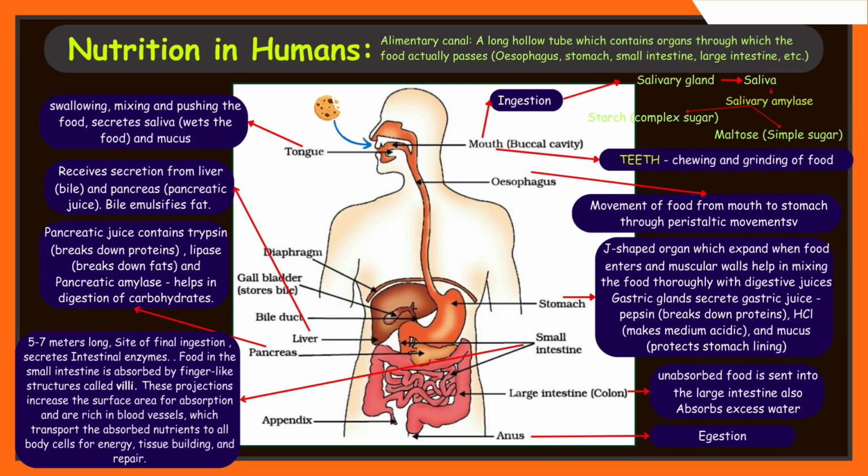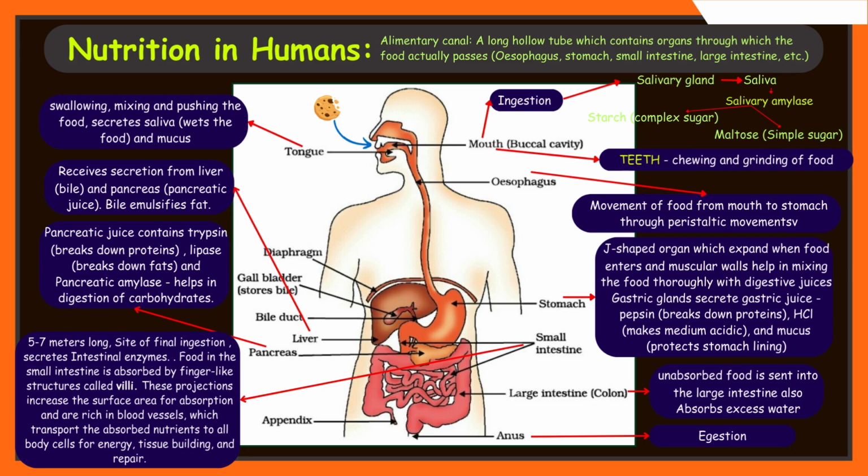In humans, nutrition is the process through which food is taken into the body, broken down into simpler forms, absorbed, and used for energy, growth, and repair, while the waste is removed. The process begins in the mouth, where the food is chewed thoroughly by the teeth and mixed with saliva. Saliva contains an enzyme called salivary amylase, which starts breaking down carbohydrates into simple sugars. After chewing, the food is pushed down the esophagus through a movement called peristalsis and reaches the stomach.